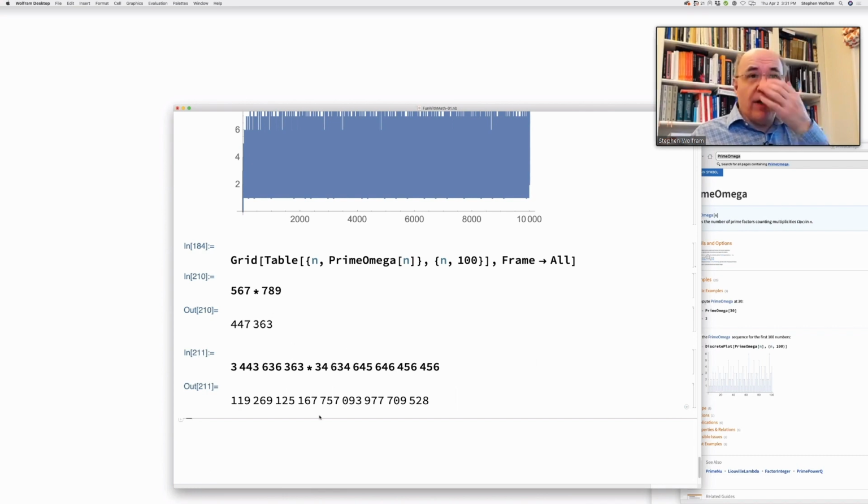What's a way we could figure out the factors of a number? One way is to say we have a table of primes. We could just ask, does this prime go into this number? Does this prime go into this number? And so on. Let's make a table of the first, I don't know, 100 primes.